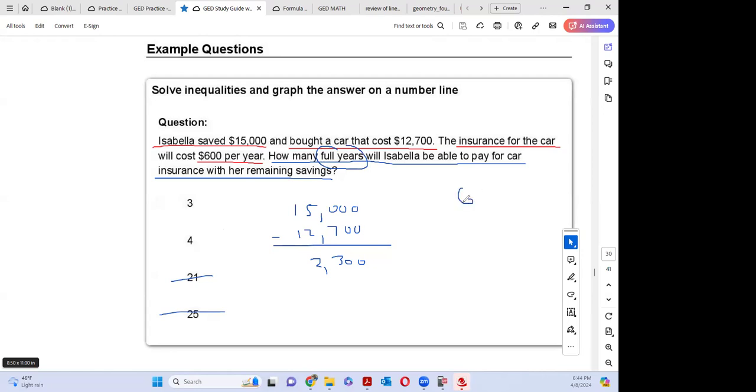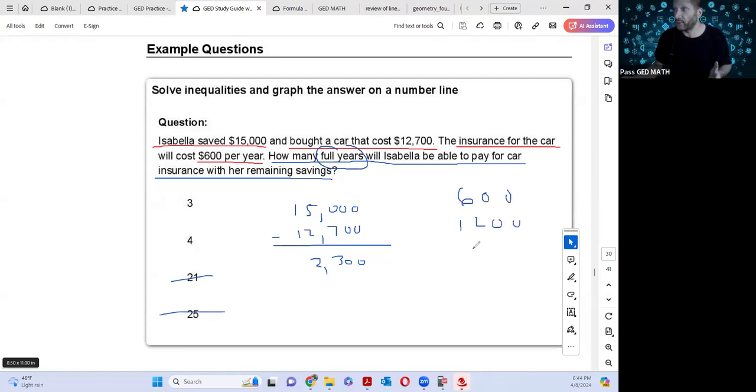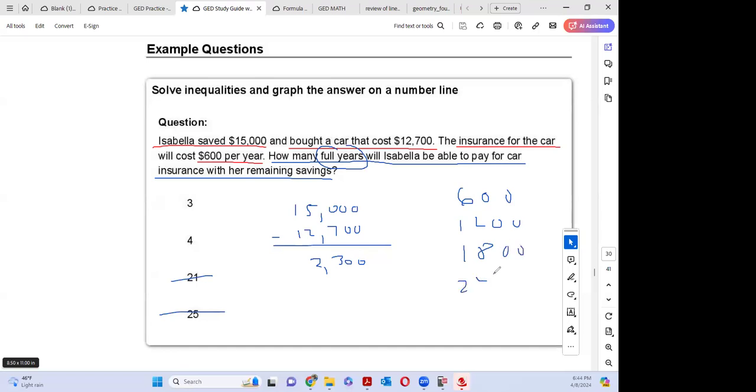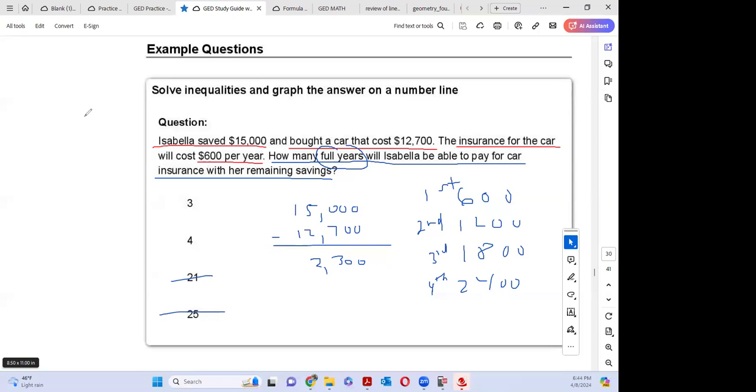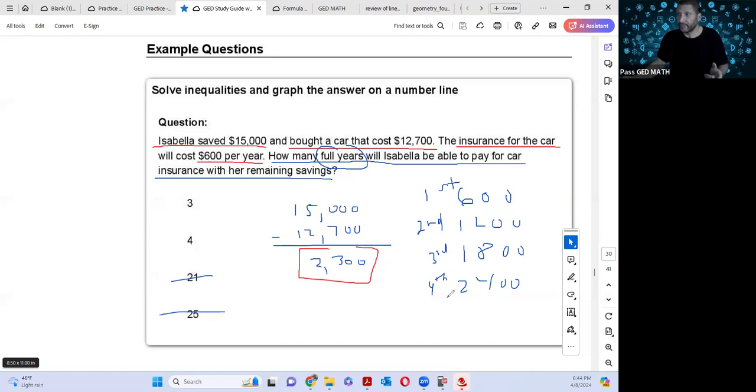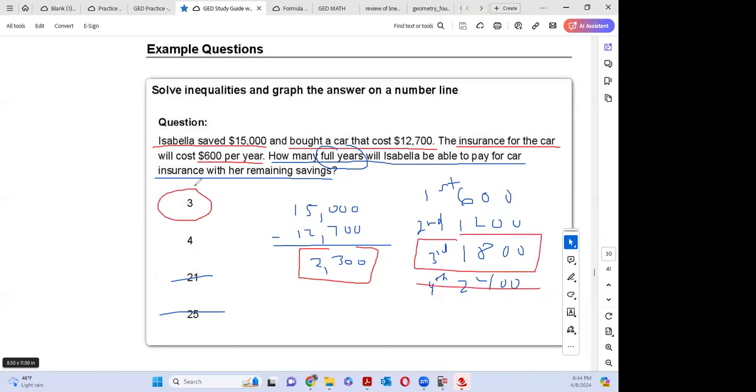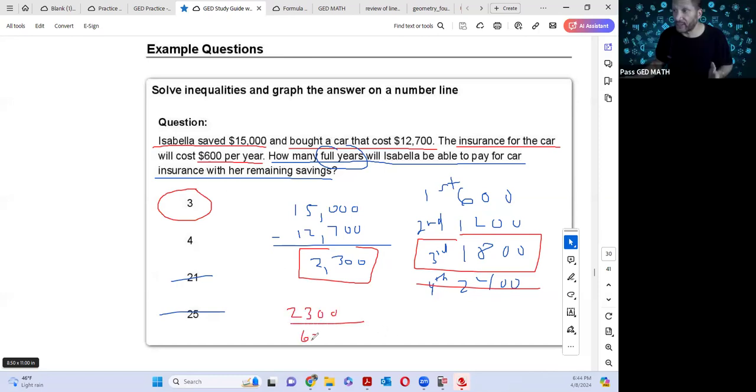If you didn't know how to do this problem, you can say, how much is my insurance going to cost? 600, 1,200, 1,800, 2,400. This is the first year, the second year, the third year, the fourth year. How much money do I have? 2,300. Can I pay for the fourth year? No. So how many full years can I pay? 3.